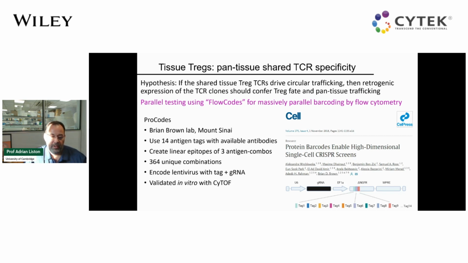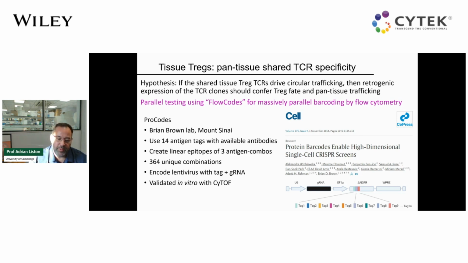Now, those 14 tags by themselves would just give you the ability to multiplex 14 different barcodes. But the really insightful aspect of this ProCode paper is that the Brown lab created linear epitopes of 3 antigen combinations. Once you get into combinations, you can get 364 unique combinations of tags based on those 14 different antigen tags. And you can put each one of those combinations into a lentivirus and give it a cargo that will be unique per lentivirus. And then you can use this to multiplex an experiment.